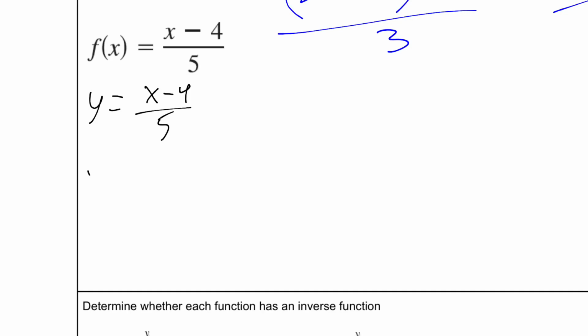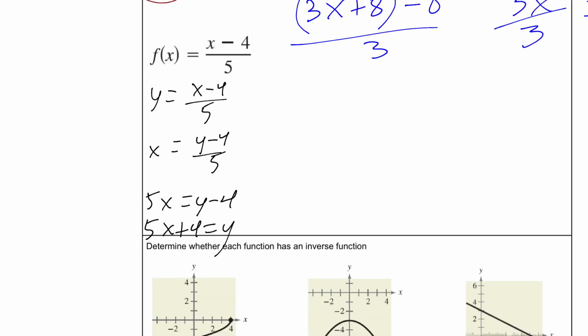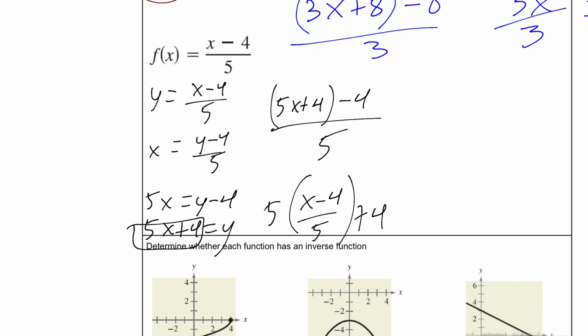Think of it like this. Switch them. And when I solve for y, I have 5x plus 4. So let's plug in 5x plus 4 for x. And let's also go in the other direction and plug in x minus 4 over 5 for x in the other equation. On the top here, plus 4 minus 4 goes away, and I have 5x over 5, which is just x. 5 over 5 goes away, and I have x minus 4 plus 4, which is just x.